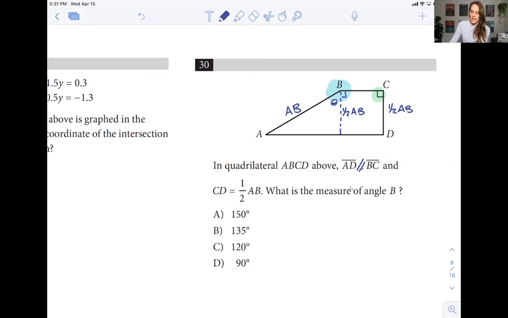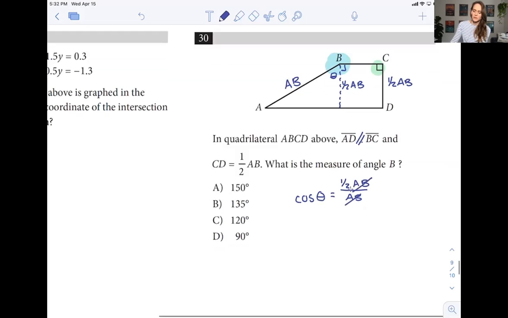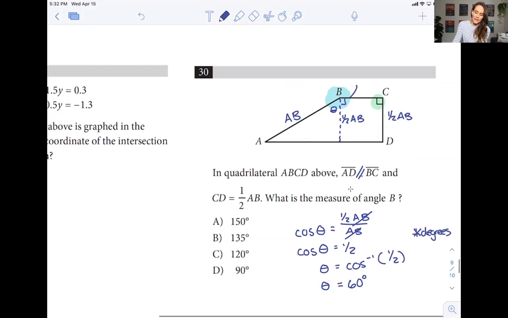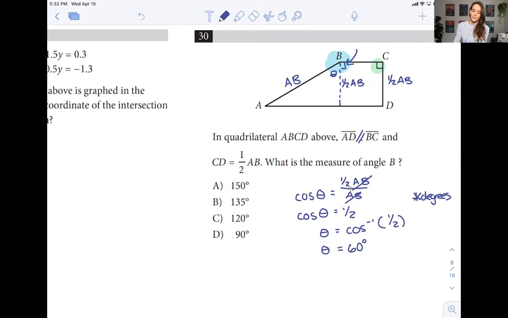So I'm going to say that cosine theta equals adjacent, so half AB over AB. My AB's cancel. Then I'm going to have cosine theta equals a half. So theta equals cosine to the -1 of 1/2. Make sure your calculator is in degrees before you plug this into your calculator. Then you would get theta equals 60 degrees. And we have to add that to the right angle up here in order to get the whole angle B. So we would have angle B equals 60 degrees plus 90 degrees, which is equal to 150 degrees.